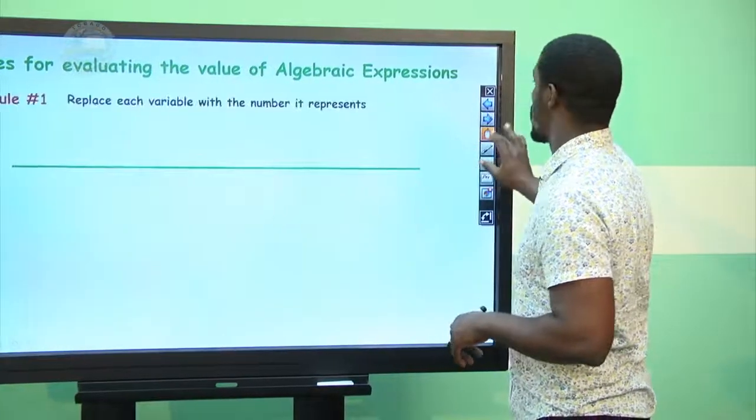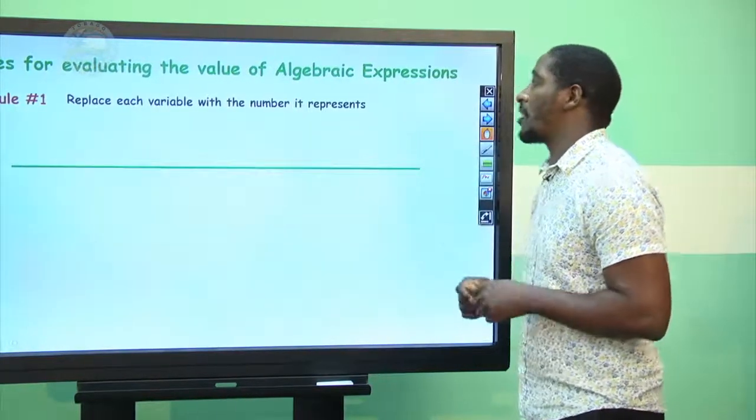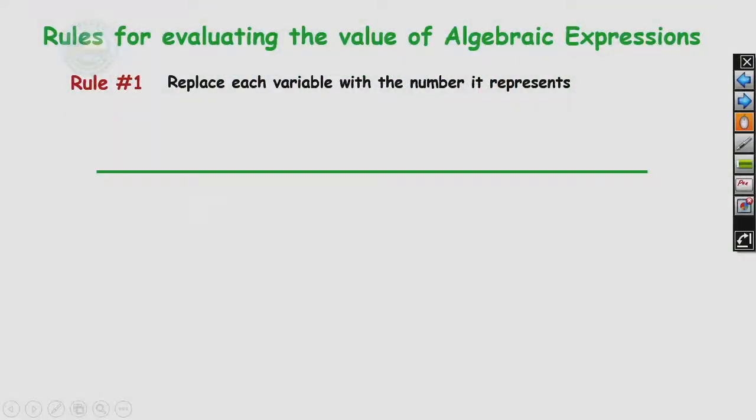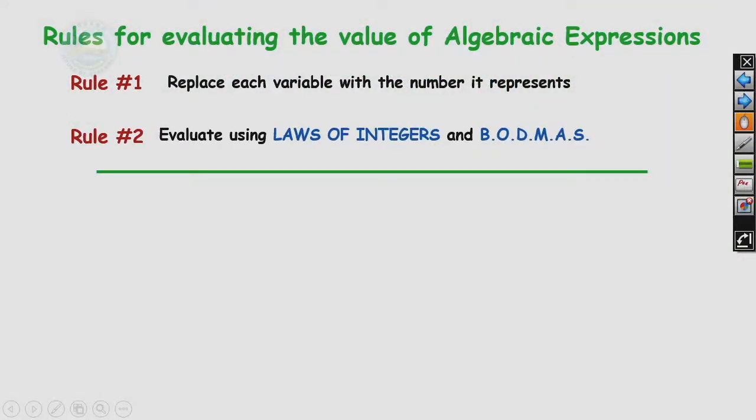The rules for evaluating the values of an algebraic expression. What are those rules? Rule 1: Replace each variable with the number it represents. Rule 2: Evaluate using the laws of integers and BODMAS. In our last video, we looked at integers and the laws that govern integers. So if you are unfamiliar with these laws, then please check our last video for an update before you continue.